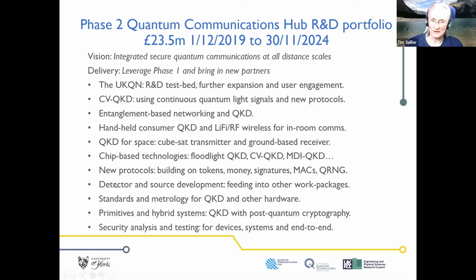Another notable addition for phase 2 that we didn't really have in phase 1 is detector and source development. During phase 1, we basically said we would take what we could get off the shelf and use it. So whatever detectors and sources we could get our hands on, we would employ those in our QKD and other technologies. With the changing world environment and the fact that some companies may no longer be supplying particular detectors, we were encouraged and very keen to introduce in phase 2 a specific work theme on detector and source development. So this goes wider than just our hub.